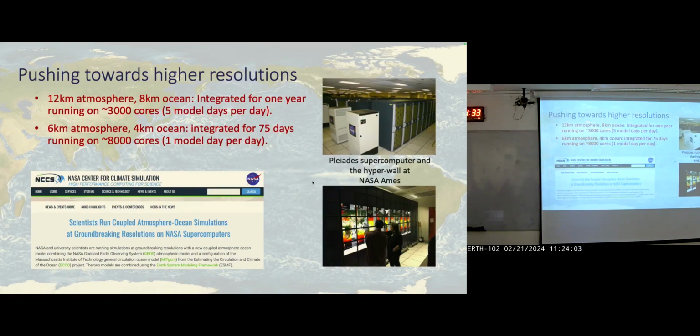So we have two such simulations. Here I would like to focus on the second one, a 6 kilometer atmosphere, 4 kilometer ocean, global coupled simulation. It's a 75-day simulation. These are very expensive simulations, so I used 8,000 CPUs. They were running for 2 months to generate about 2 months of simulation. But the idea is not to make forecasts, of course. Rather, we were trying to understand these air-sea interactions at small scales.